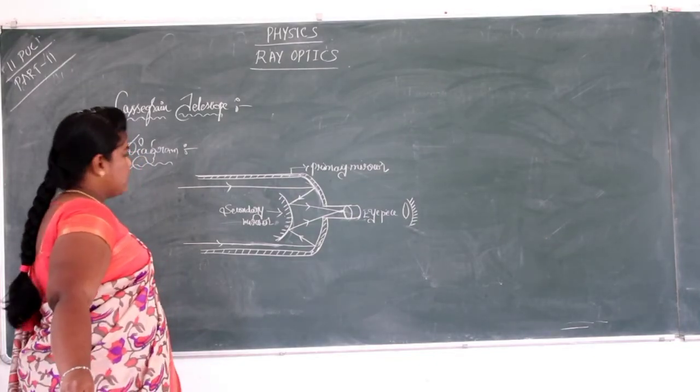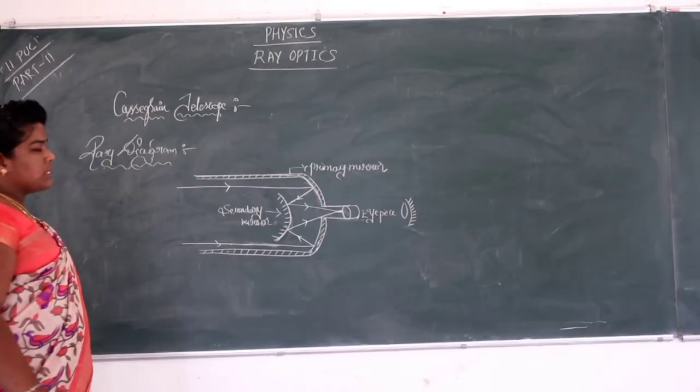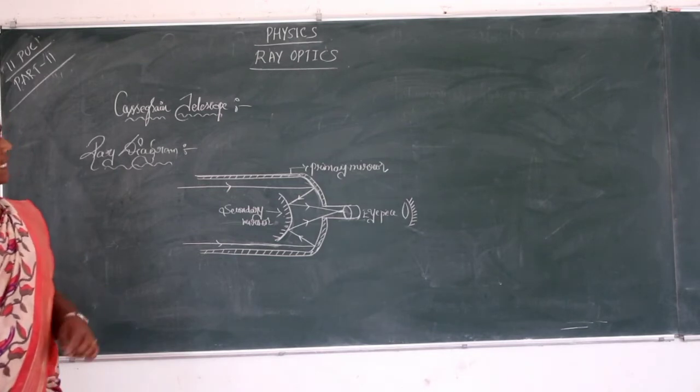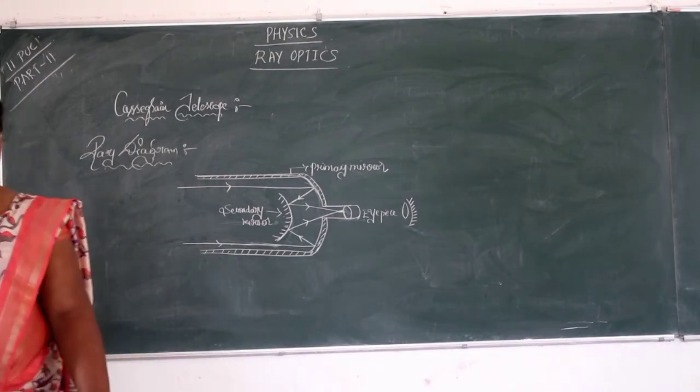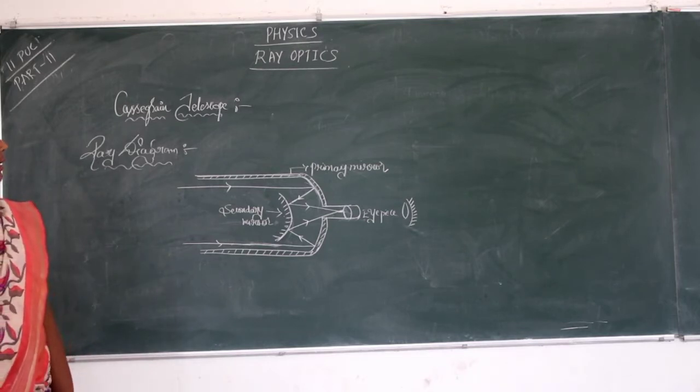So write the construction. After writing this ray diagram, take down the construction part. The Cassegrain telescope consists of two mirrors. Full stop.